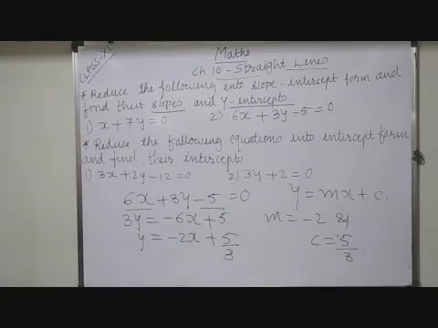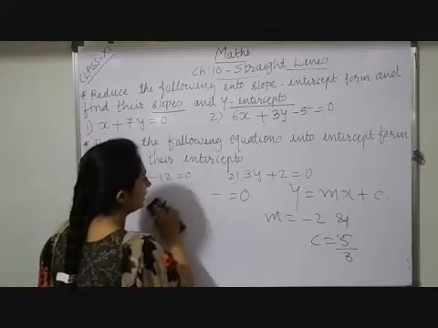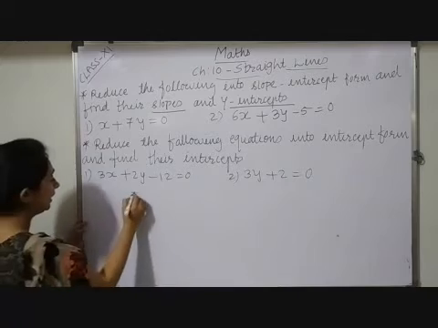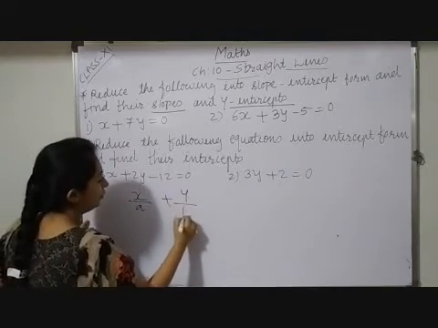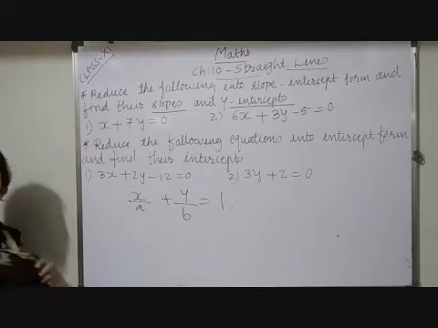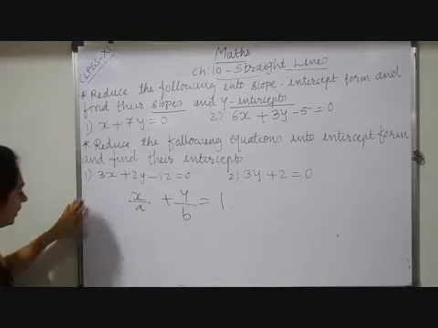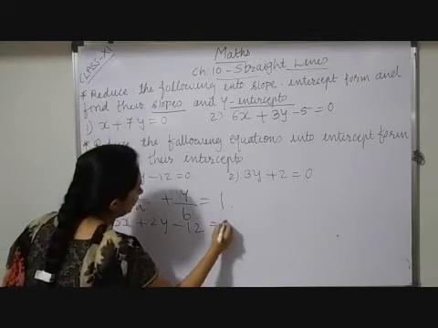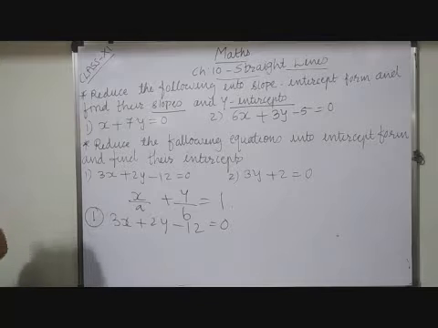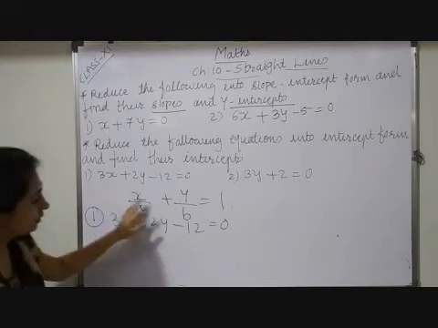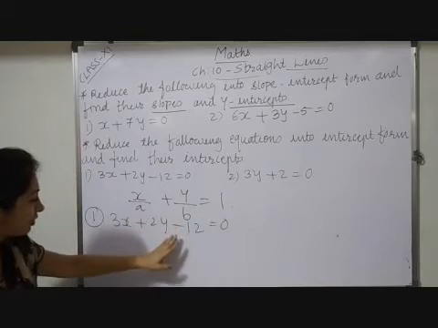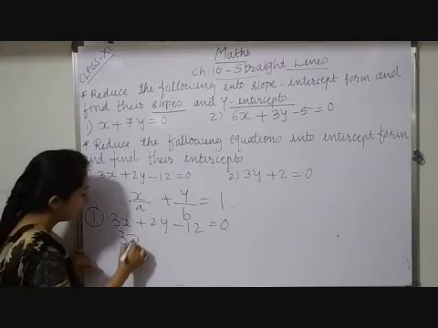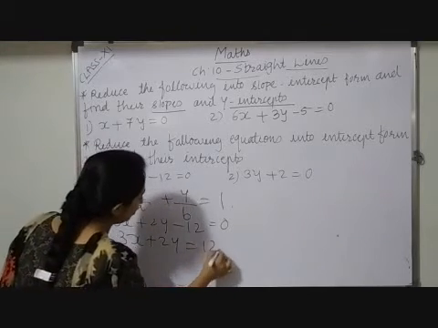Now the next question I will discuss is how to reduce the given equations into intercept form. Intercept form means x/a + y/b = 1. Into this form I have to reduce our given equation. So here our first equation is 3x + 2y - 12 = 0. While you observe this general form, you may observe the constant towards the RHS. So first of all I have to shift this -12 to the RHS. So here I will get 3x + 2y = 12.